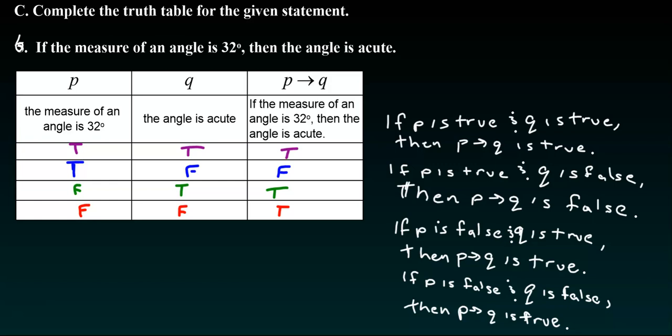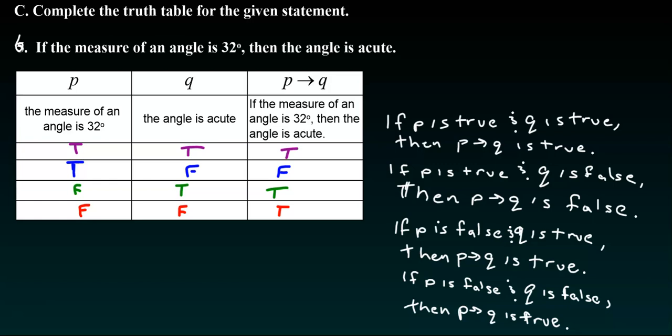So that's false. Looking at the third line, if the measure of an angle is not 32 degrees, so it can be anything other than 32, the second part says the angle is acute. Well, are there angles that are not 32 degrees that are still acute? Well, yeah, we could go 31 or 35 or anything less than 90 and still have an acute angle. So the first part can be false, with the second part being true in order to get a true statement at the end.